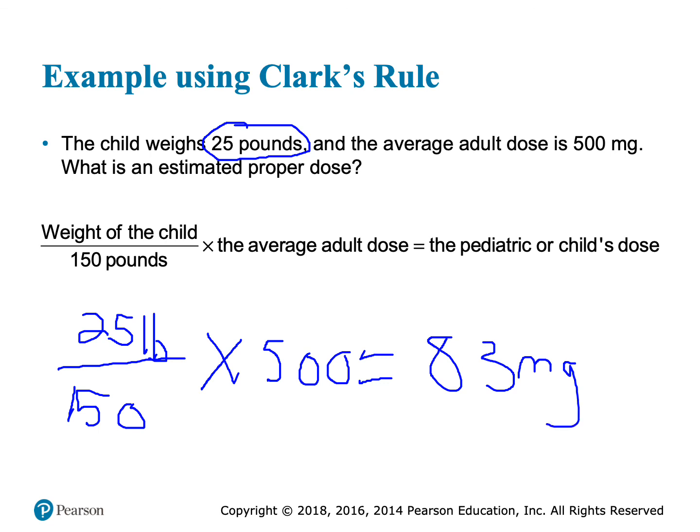Now you can multiply straight across to solve this as well. 25 times 500 would give us 12,500, and divide that by 150, and we get to our same answer, right?